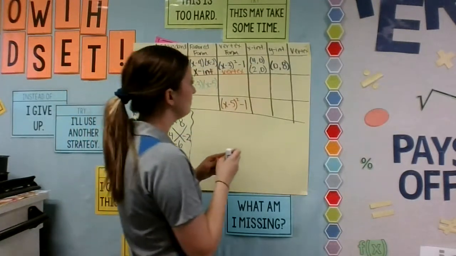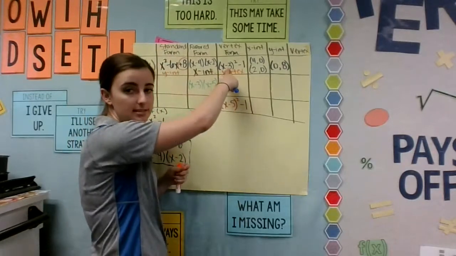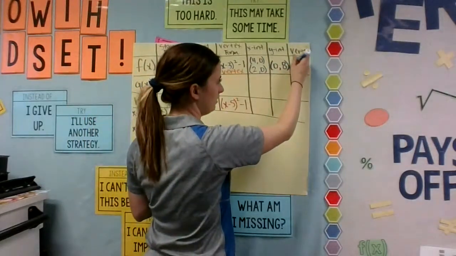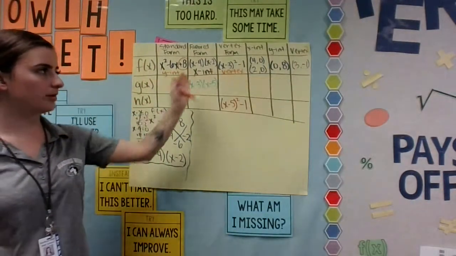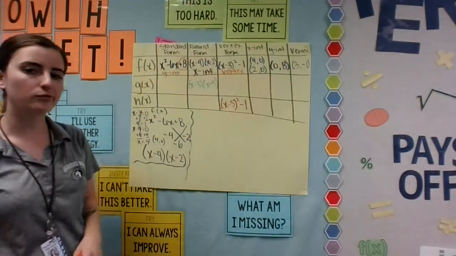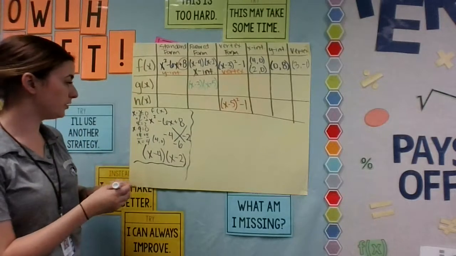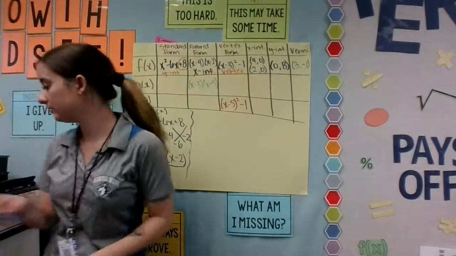Okay, so the vertex here is always the opposite of what's inside. So this is going to be 3, negative 1. Opposite of what's inside, comma, the outside. That's why we had to subtract the 1 over. So that's the whole first row for f of x. That one's good and done, okay?